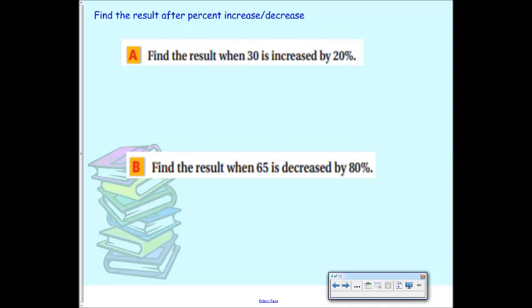What about this one? Find the result when 30 is increased by 20%.